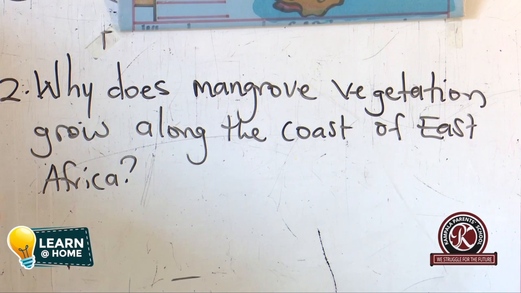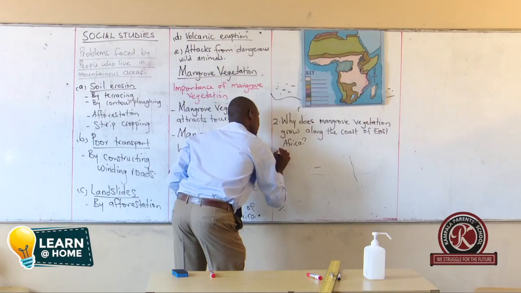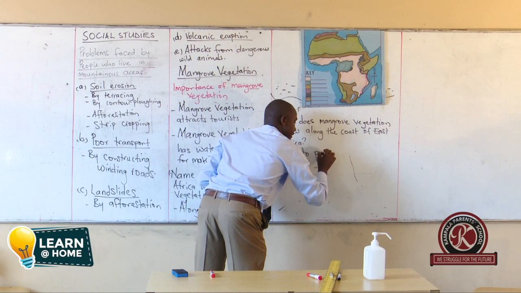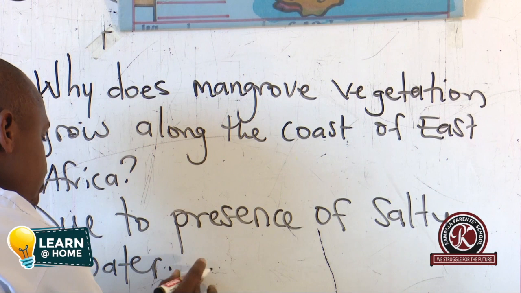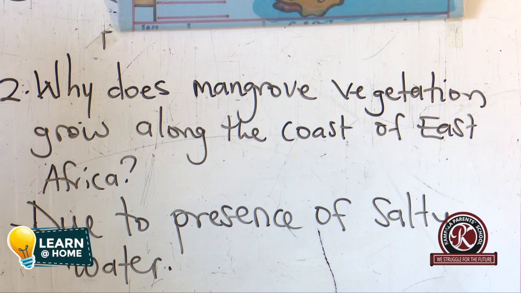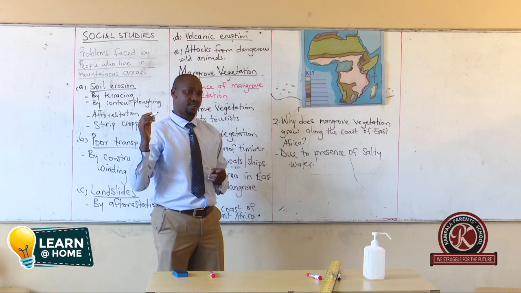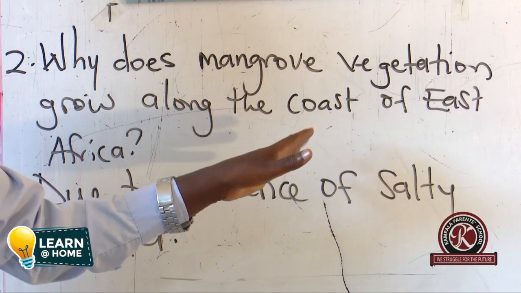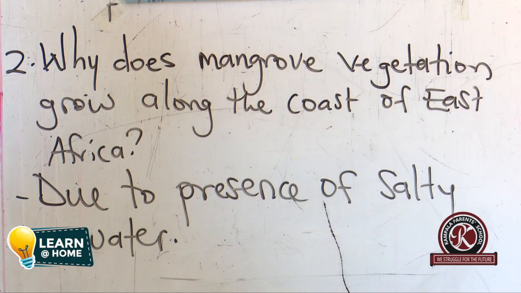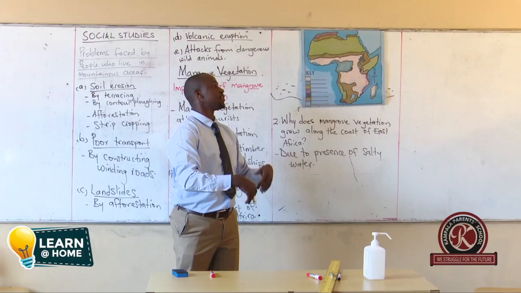So we are saying due to the presence of salty water. The coastal water is salty because the seas and oceans have rivers that flow into them, but they don't have those rivers that flow out of them. That's why the coastal water is salty. The rivers that flow into the seas and oceans bring in salty water, and they don't have outlets.